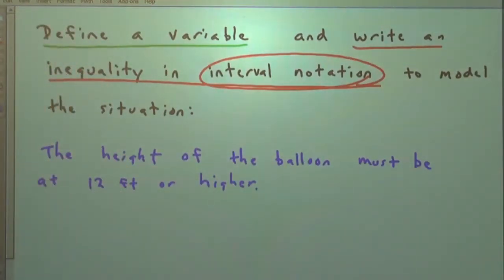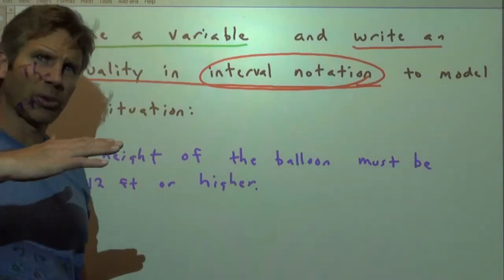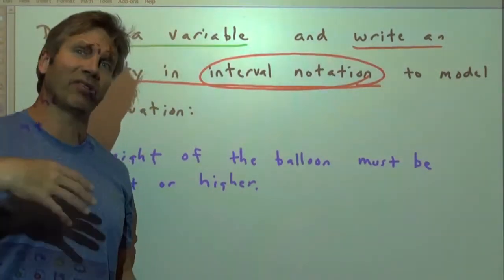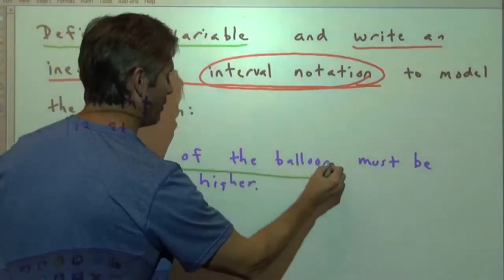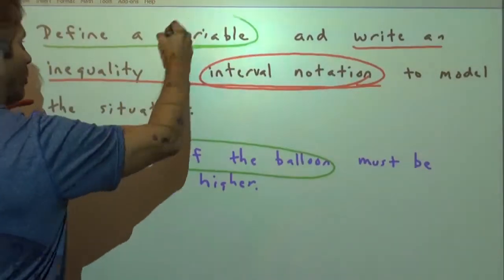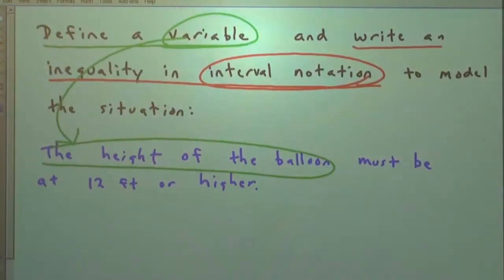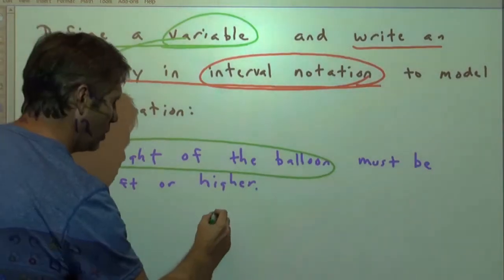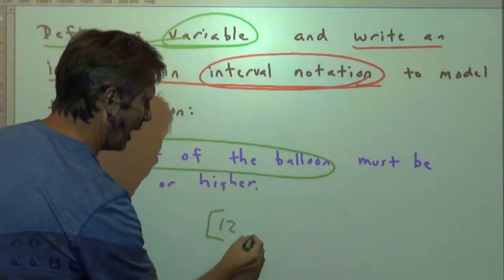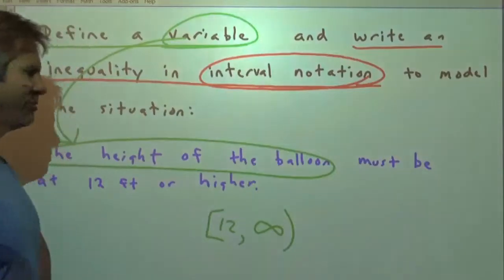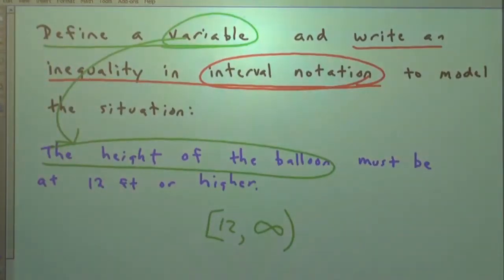All right. The height of the balloon must be at 12 feet or higher. It's the height of the balloon that can vary. The height can vary, so that's our variable. So our variable would be the height of the balloon. That's our variable right here, the height of the balloon. Now it must be at 12 feet or higher. So interval notation would say we can be at 12 feet closed or higher. It could theoretically go to infinity, although I think there's a limit to how high the balloon could actually go. Technically speaking, that's what we've done.